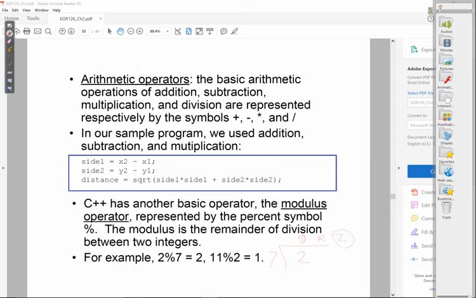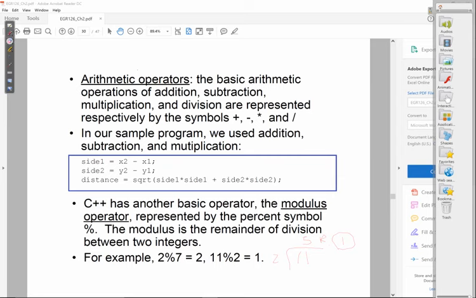If you do 11 modulus 2, that means you take 11, divide by 2. What you end up with is 5 with the remainder of 1. You forget about the 5 and you just return that 1. So the modulus operator actually is very important in a lot of the programs you're going to write.